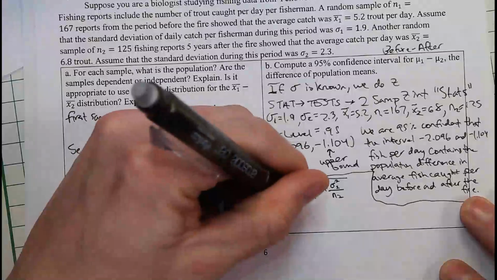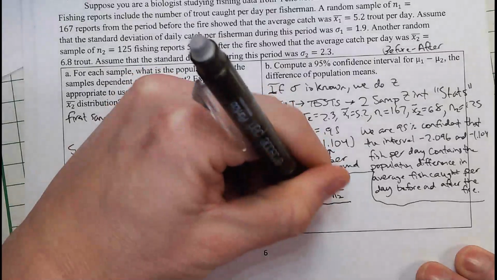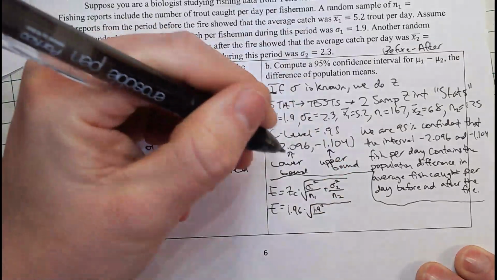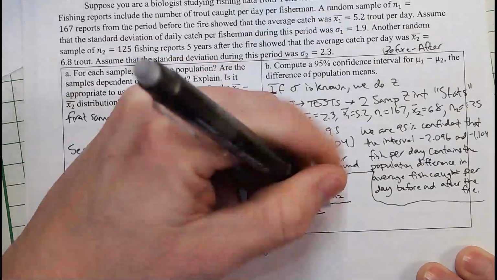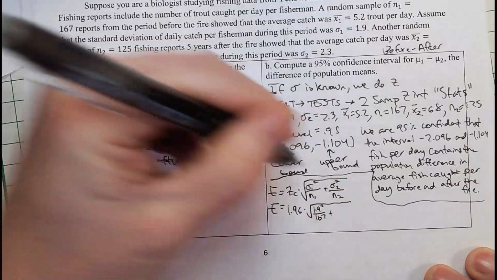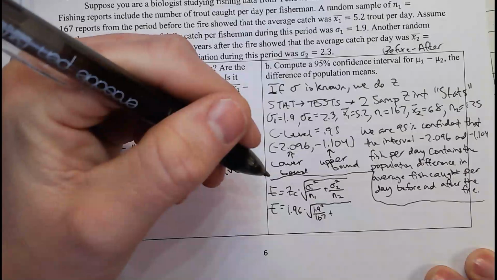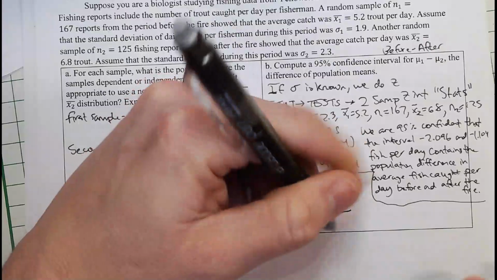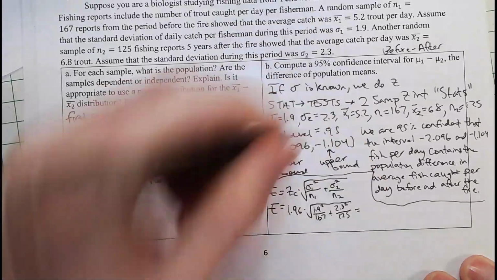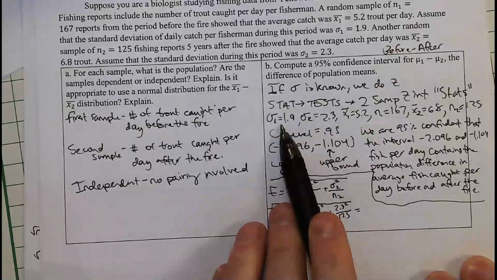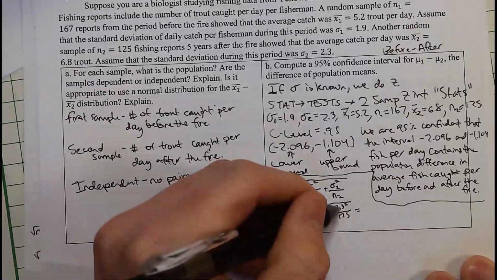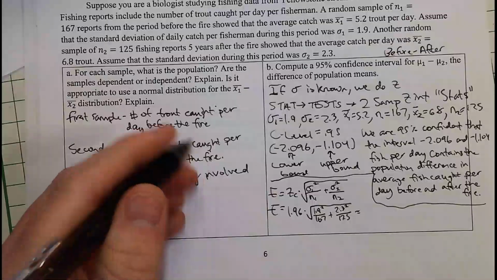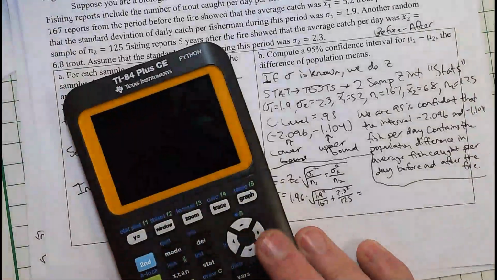So 1.96 times the square root of 1.9 squared divided by 167, plus 2.3 squared divided by 125. I don't like doing all this because I'm afraid I'm going to mess up somewhere. All I did was plug in sigma 1, N1, sigma 2, N2. Now I'll calculate this.